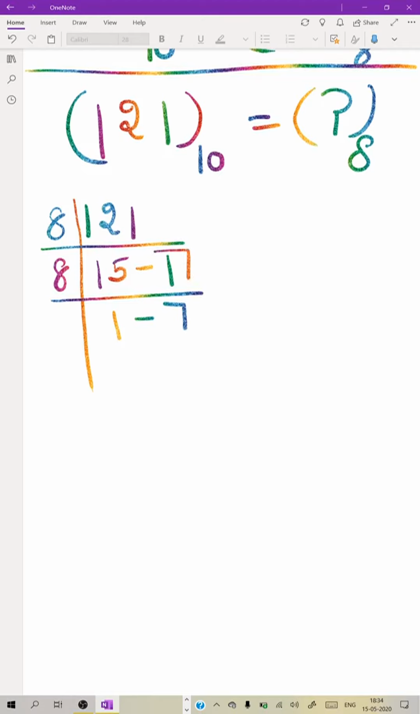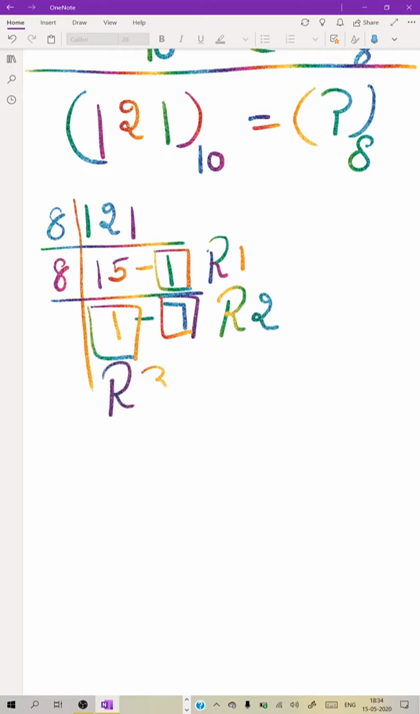So your remainder 1 is 1, your remainder 2 is 7, and your remainder 3 is 1. So write your answer from the last. Remainder 3 is our 1. Then write down remainder 2, which is our 7, and then remainder 3, which is again 1, and then you write down 8 here. This 8 is your octal base.